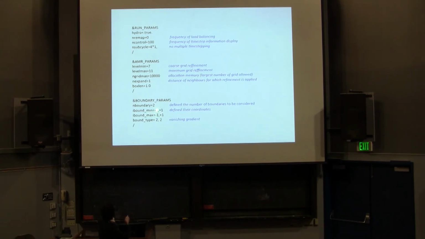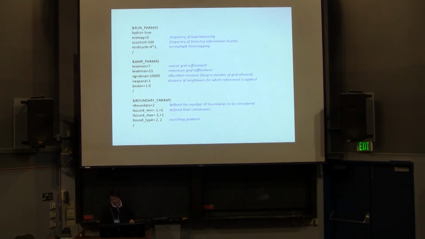So in 1D, it's essentially taking minus 1, which is the one on the left, and 1, which is the one on the right. And then you specify the type, which are defined in RAMSES. So the default 0 is periodic, and 2 is vanishing gradient. 1, I think, is reflective boundary. I never used it, so I'm not totally sure. But you can look at the documentation and see what is there exactly.